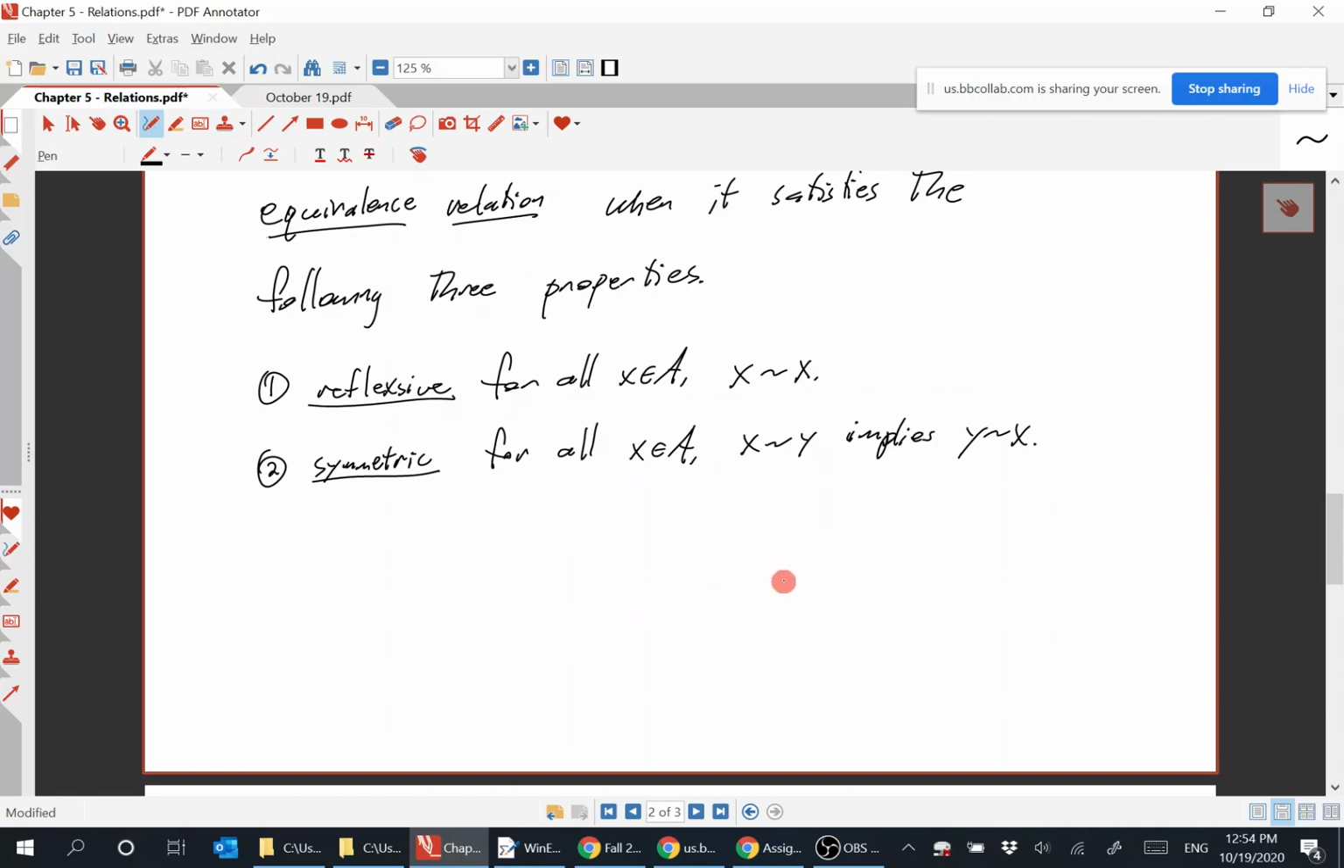So for example, on the natural numbers, when you say X and Y are related when X is less than or equal to Y, is that symmetric? When X is less than or equal to Y, it implies Y is less than or equal to X. Is that true for every X and Y of the natural numbers? No, it's definitely not true. It's never true, actually. The only time it is true is when what?